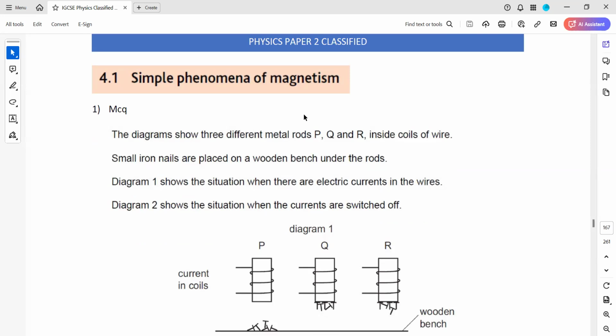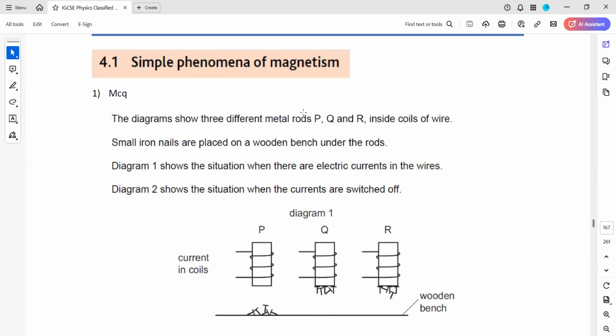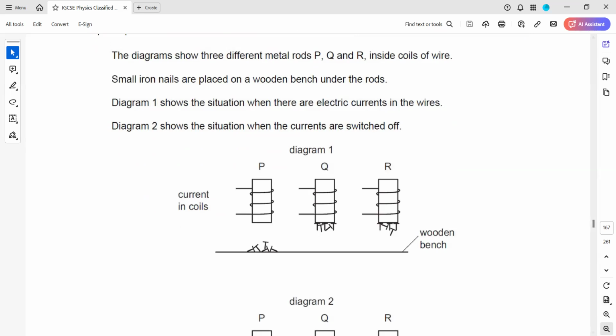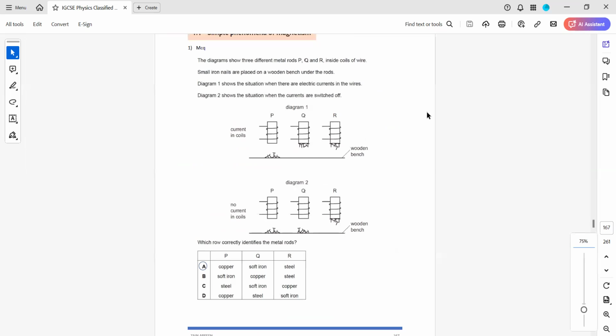The diagram shows three different metal rods P, Q, R, and S inside coils of wire. Small iron nails are placed on a wooden bench under the rod. Diagram 1 shows the situation when there is an electric current in the wire, and diagram 2 shows the situation when the current is switched off. The question is, which row correctly identifies the metal rods?